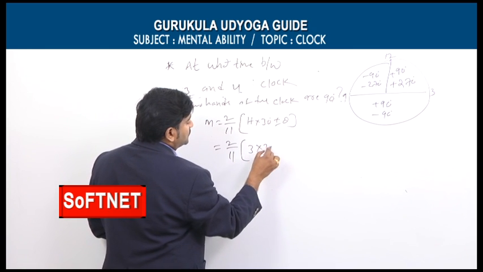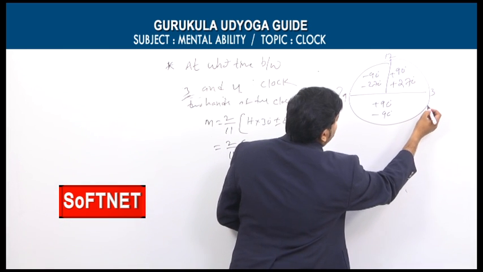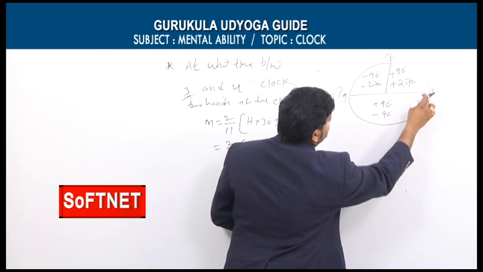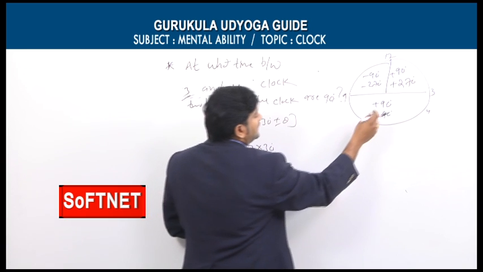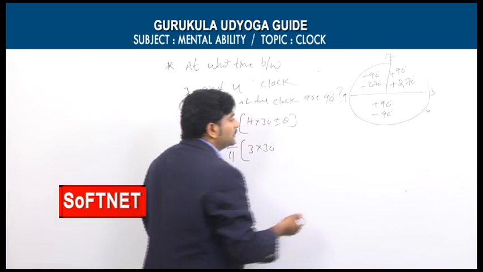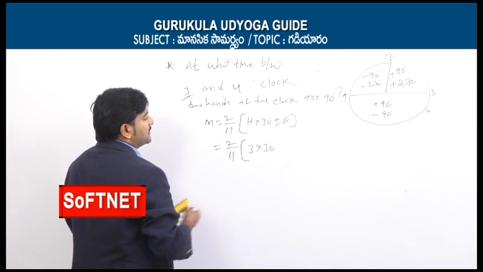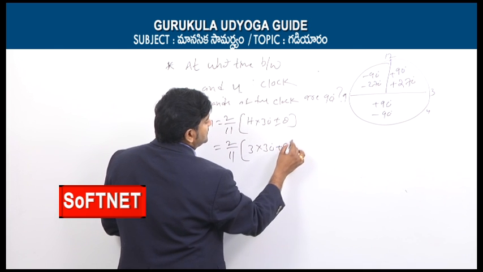So 3 into 30. Now 3 and 4 means the time comes under this part. So what does it mean? In case 1, we need to take theta is equal to plus 90. In case 2, we need to take theta is equal to minus 90. Now we will discuss by taking theta is equal to plus 90.